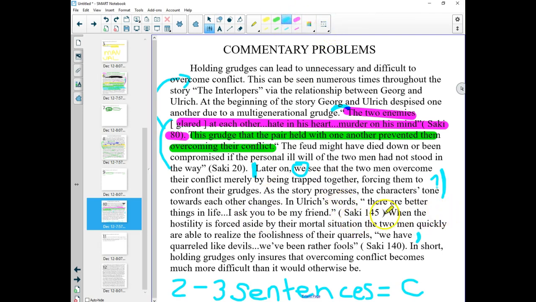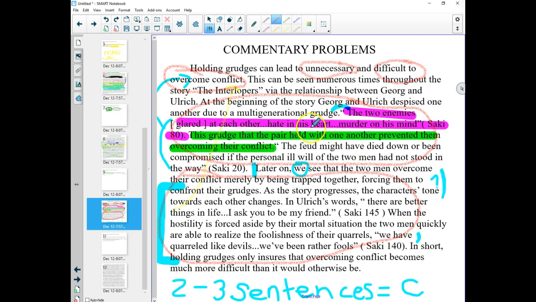But now, I don't know how all of this relates up to the theme. How does that actually move up to this? Difficult to overcome conflict. They don't explain that at all. "In short, holding grudges only ensures that overcoming conflict becomes much more difficult than it would otherwise be." Where do they prove that? They say they had conflict. They changed their conflict. What? How does that talk about the unnecessary and difficult to overcome? What about this conflict was difficult to overcome? The dudes had a discussion. Why is that difficult to overcome?